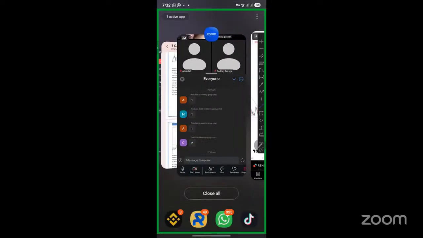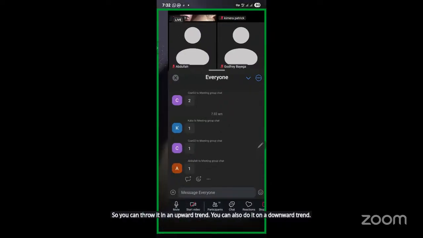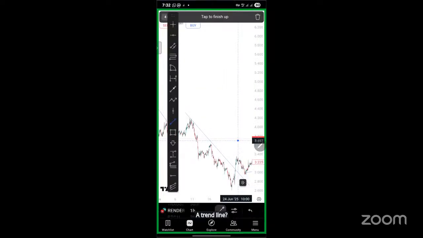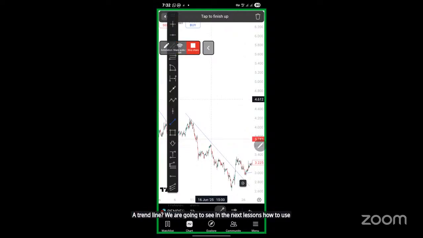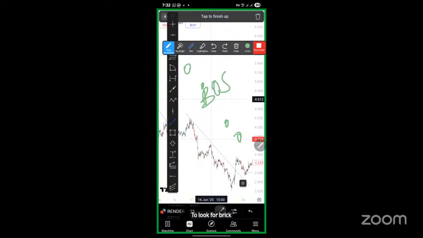So you can draw it on an upward trend. You can also draw it on a downward trend. A trend line. We are going to see in the next lessons how to use this trend line to trade, to look for break of structure and to look for entries, to find where the market was resisted.